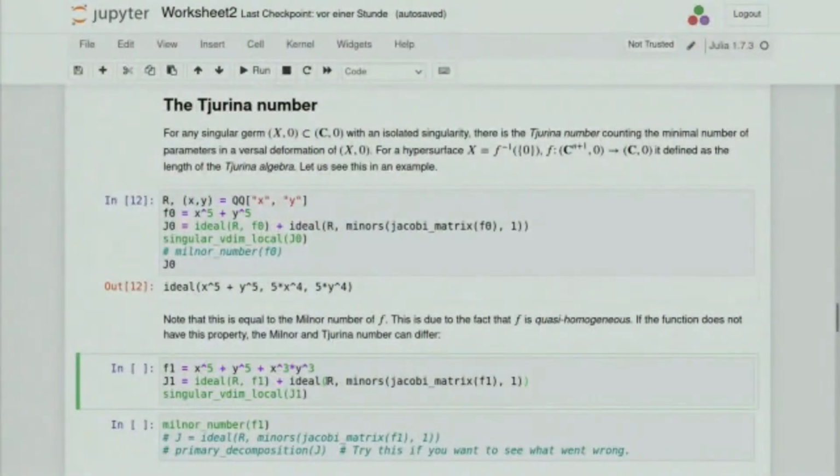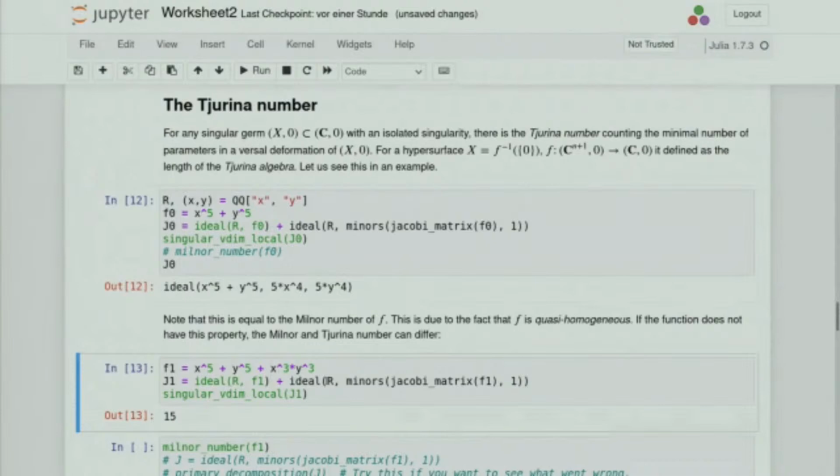And then, did you already discuss this? Yes. So now we try the same thing with a modified function, f1. How does f1 differ from f0? It has this additional term in the end, plus x cubed y cubed. So in the monomial diagram, we have this, and that.